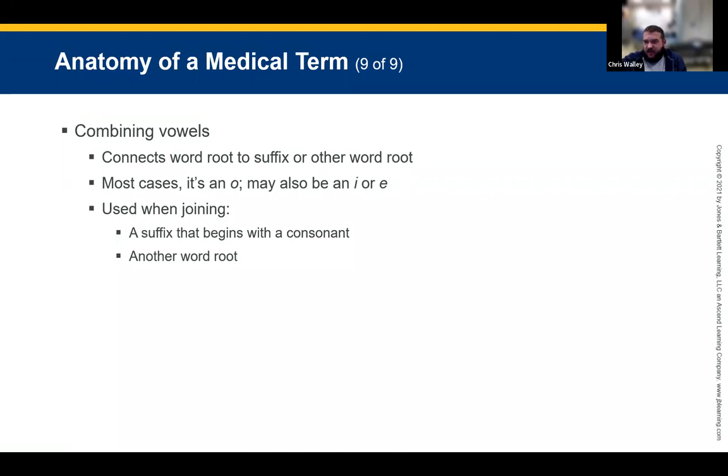The combining vowel is the part of the term that connects a word root to a suffix or to other word roots. In most cases, it is an O. However, it may also be an I or an E. When joining a suffix that begins with a consonant, or when joining another word root, the combining vowel helps ease the pronunciation of the term, not in my case. A combining form is the combining vowel shown with the word root.